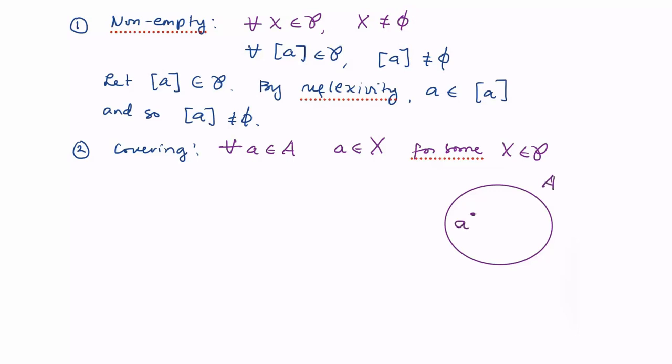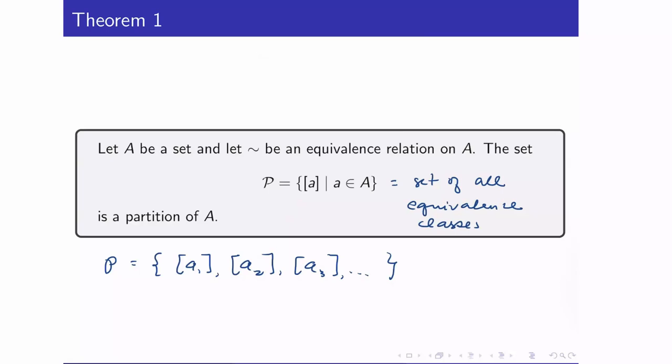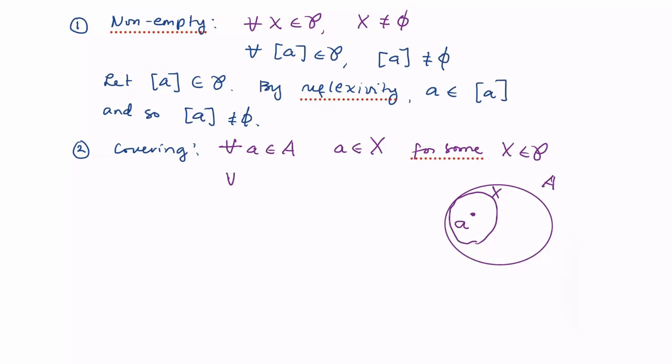When I get an arbitrary a here, I am sure that this will be contained in some X, where X is an element in the partition. Our sets here are equivalence classes. So for all a in capital A, we want to show that small a is an element of something in B. And what is that? We are sure that a is an element of the equivalence class containing a. So this one is really true.